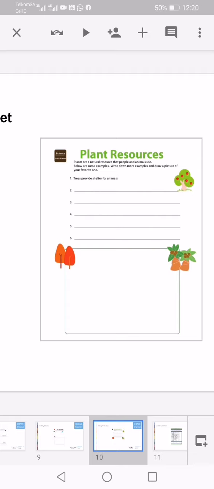So why are plants important? And how does it help? How does it help people? What do we get from plants? So that is what you basically have to write down there. So the first one is already given to you, that trees provide shelter for animals. You could put other examples like fruits, and you can continue with that. Thereafter, you need to draw a picture of your favorite example.